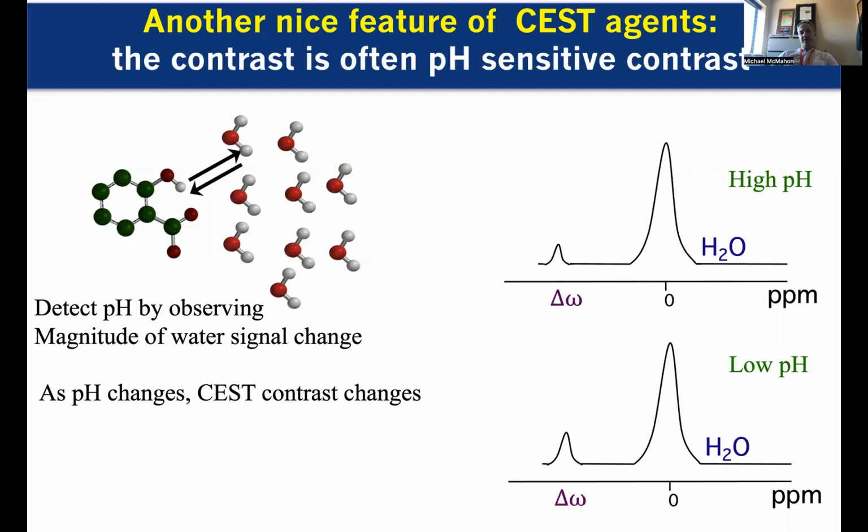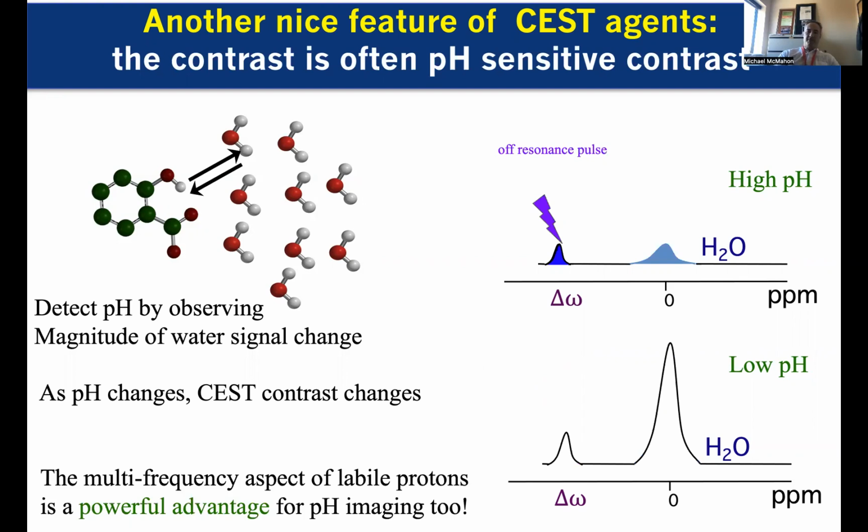So another feature of CEST MRI is that the contrast is often pH sensitive. And so this is a nice feature because it allows us to detect pH by observing the magnitude of water signal change. So if we look at low pH and we look at the CEST signal, there might be a certain amount of CEST contrast. If we look at a high pH where the exchange rate is different, we'll see a different amount of CEST contrast. And combine this with the multi-frequency aspect of labile protons and CEST imaging, this is a powerful advantage for pH imaging.